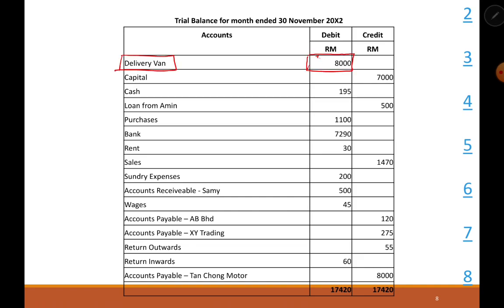Delivery van. Okay, for trial balance, we will start with the name of the business. In this case, the name of the business is not given, so I leave it blank. The title is trial balance for the month ended 30th November 20x2, and we have 3 columns here: accounts, debit side and credit side. So the first one is delivery van, 8,000 ringgit. I just follow the accounts that I have opened earlier, and the balance brought down amount will be transferred to the trial balance.